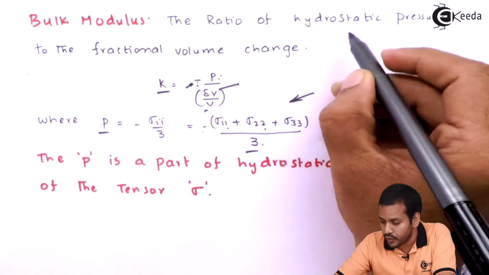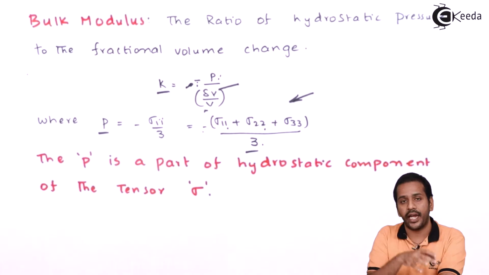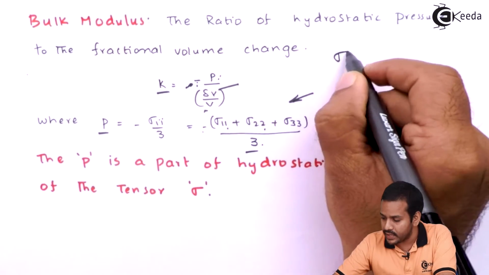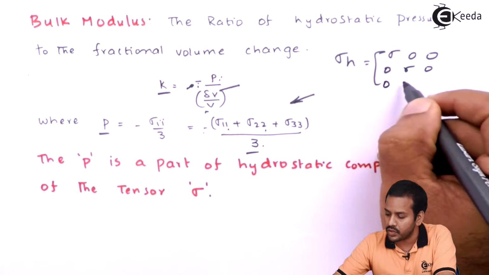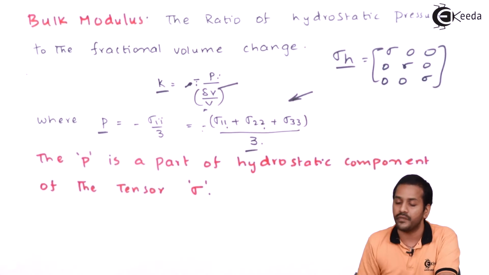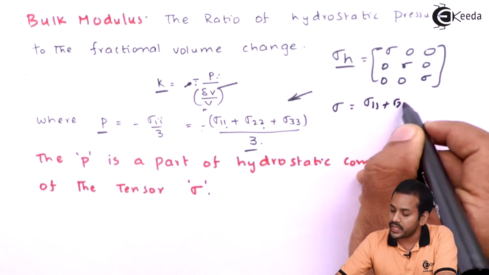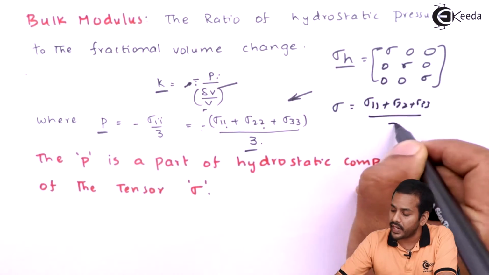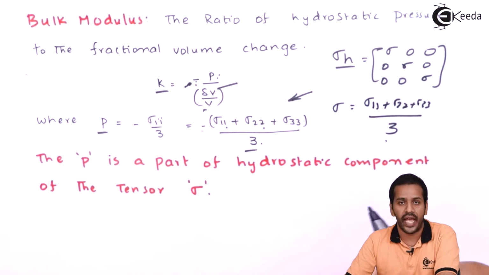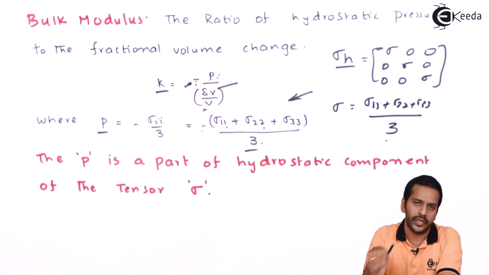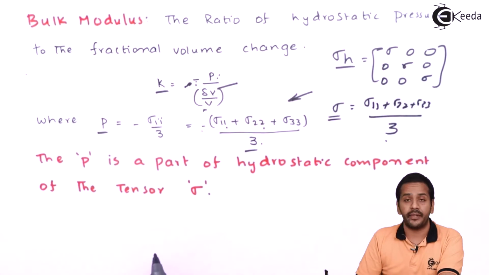If you remember the hydrostatic part and deviatoric part of the stress tensor, while calculating the hydrostatic part, what we have written is sigma h is nothing but sigma 0 0, 0 sigma 0, 0 0 sigma. This is the hydrostatic part of sigma, where this sigma is written as sigma 11 plus sigma 22 plus sigma 33 by 3. This is nothing but the trace divided by 3, that is, we took the average of the normal components. So now this is nothing but the hydrostatic pressure.